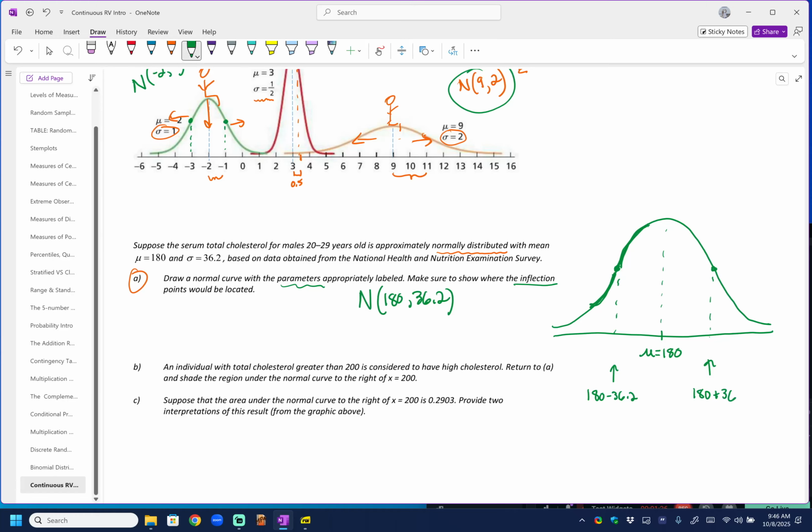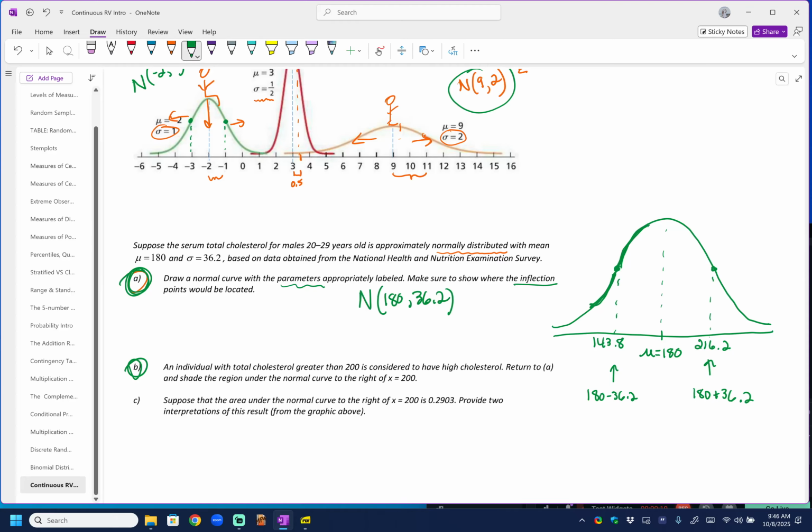This is 216.2. This is 143.8. And I think that would quantify exactly what they're looking for in A. This is a good idea of what our distribution looks like for the cholesterol level of a 20 to 29-year-old male. Now, B. It says an individual with total cholesterol greater than 200 is considered to have high cholesterol.